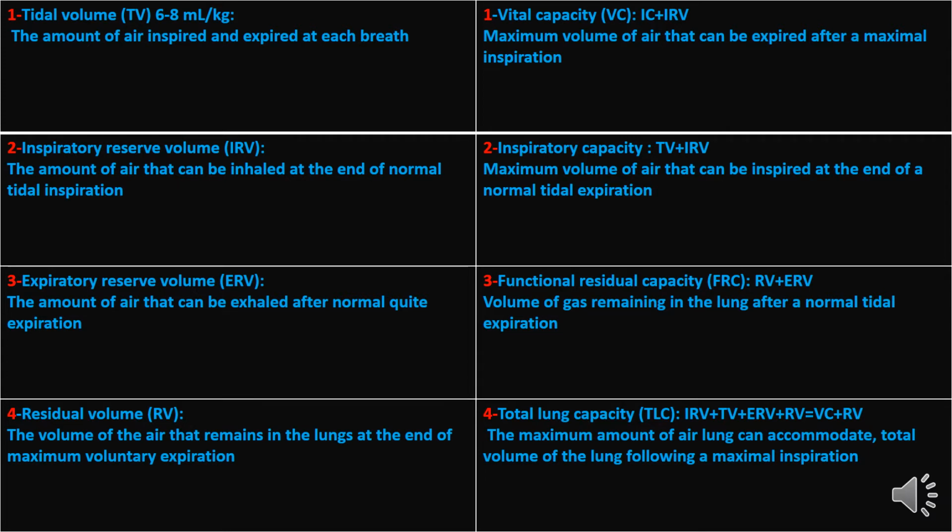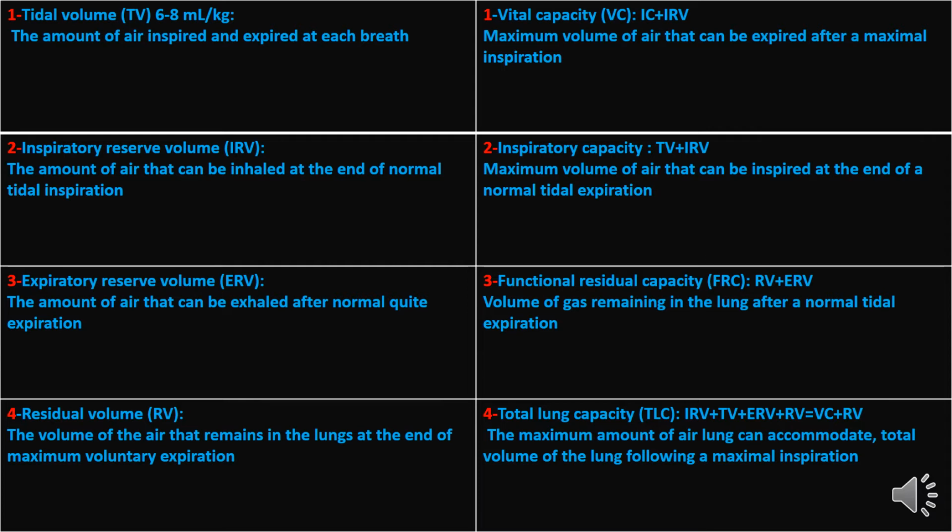Then we'll go for the capacities. Vital capacity is the sum of inspiratory capacity and expiratory reserve volume. So this is the maximum volume of air that can be expired after a maximal inspiration. It's the maximum volume of air that can be expired after a maximal inspiration.